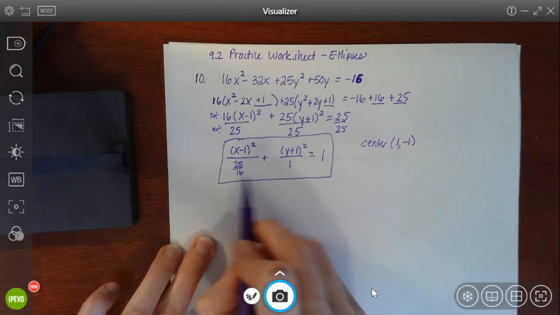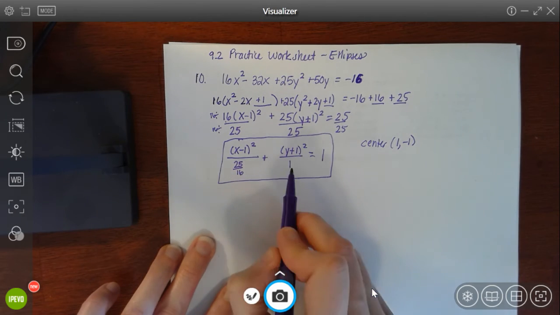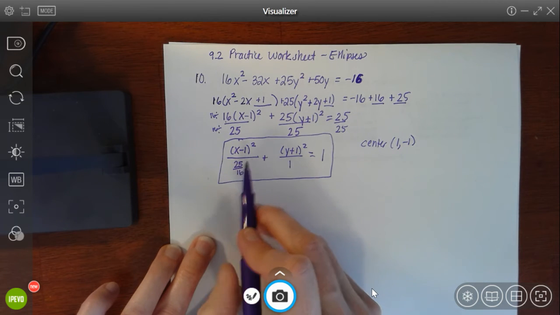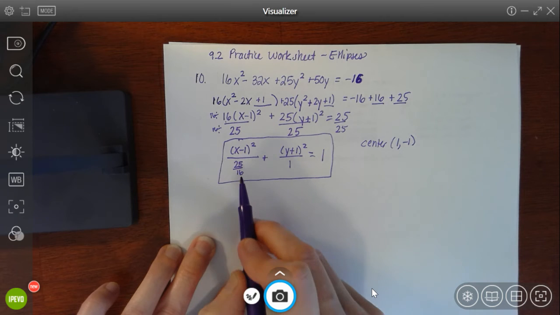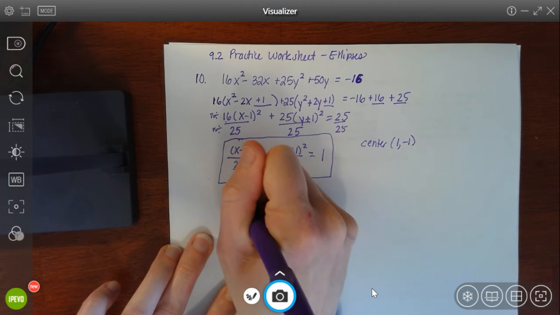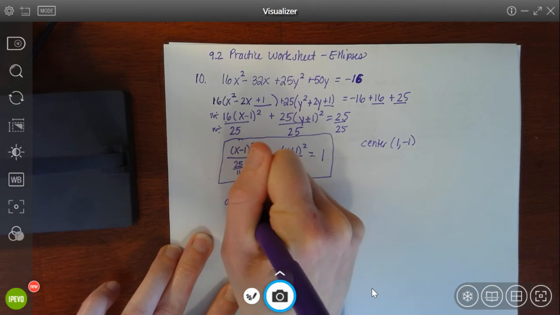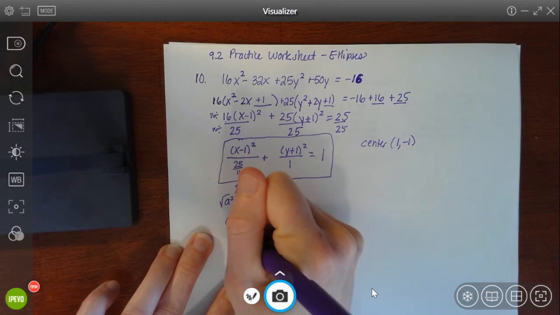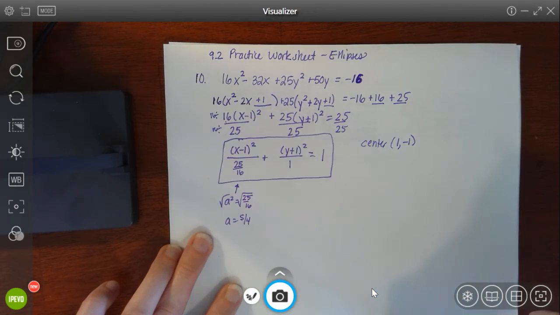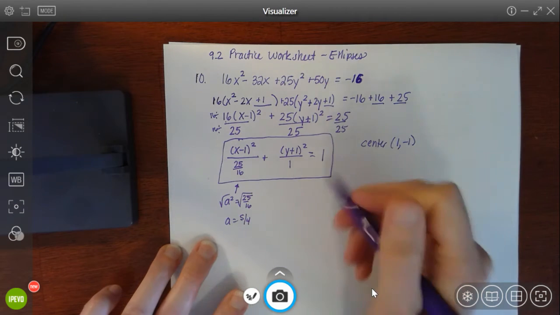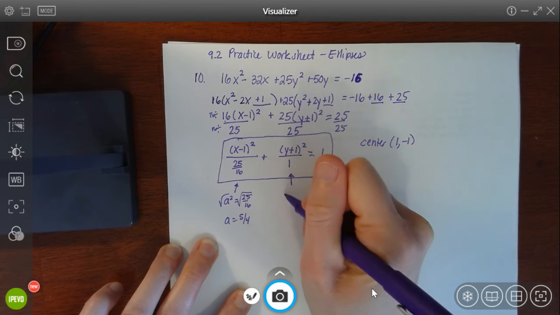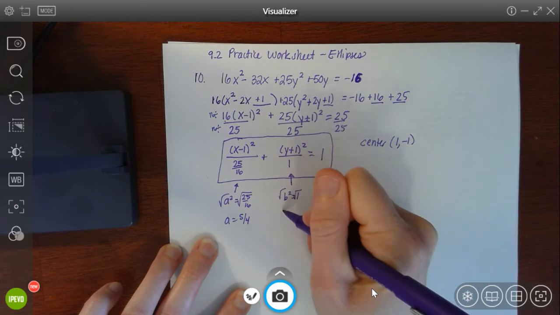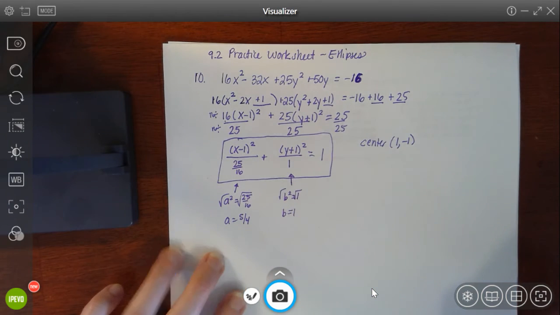So remember, when we're looking at our denominators, a squared is always the bigger number. So 25 divided by 16 is some number bigger than 1. So I know that a squared is 25 over 16. And if I take the square root of both sides, that tells me a is 5/4. And then in this denominator, b squared is 1. And if I take the square root of both sides, b is 1.